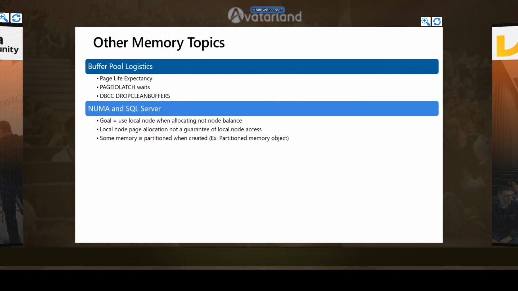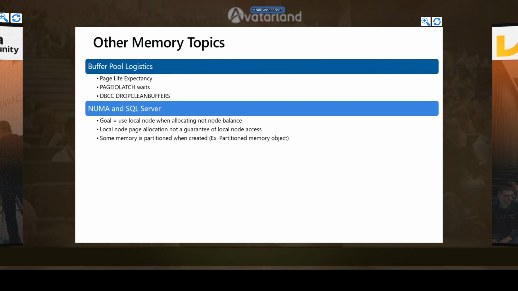Okay, what about NUMA? You probably have servers out today using NUMA nodes. The goal in NUMA is to use local nodes when allocating, not to balance across nodes. So if you're looking at memory counters for SQL and you've got 4 NUMA nodes and we're not balancing memory across these nodes, that's expected because we're going to try to allocate memory on the same node where the worker thread is running for that NUMA node. The other thing though, because the buffer pool itself is shared across all the nodes, local node allocation is not guaranteed local node access.